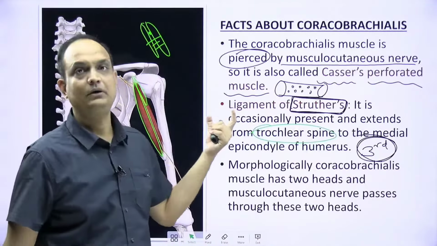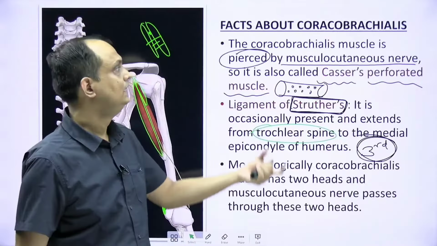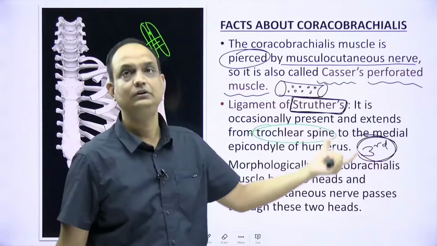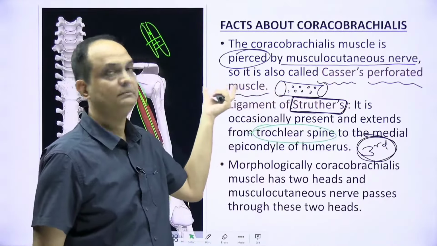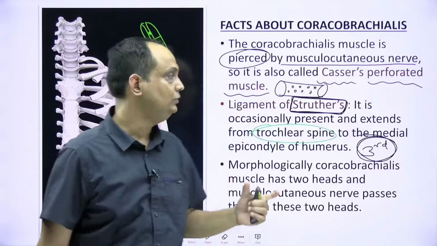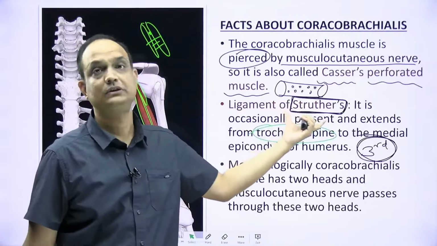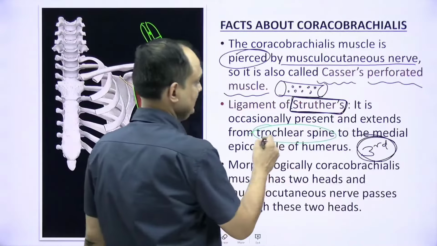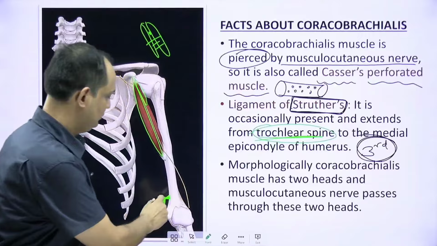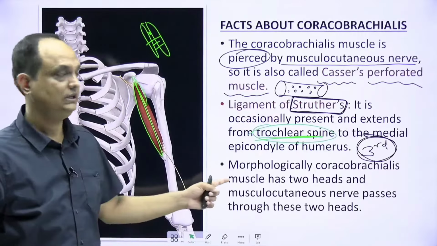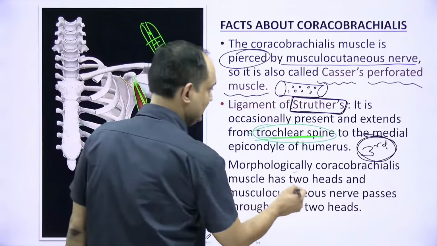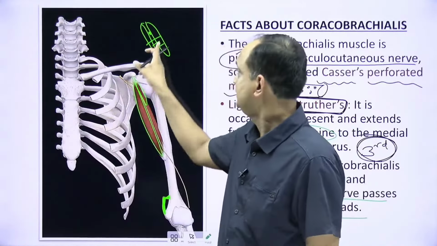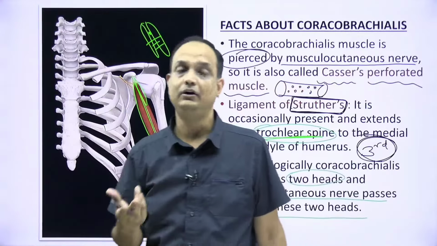So, there is a question about the coracobrachialis: coracobrachialis is pierced by which nerve? The answer is musculocutaneous. You have the question Caesar's perforated muscle; the answer is coracobrachialis. You may have the ligament of Struthers in the exam. What does it mean? The ligament of Struthers is occasionally present, which is a connection from the trochlear spine to the medial epicondyle, and morphologically the coracobrachialis muscle has two heads and the musculocutaneous nerve passes through these two heads, and Struthers' ligament represents the third head of the muscle.